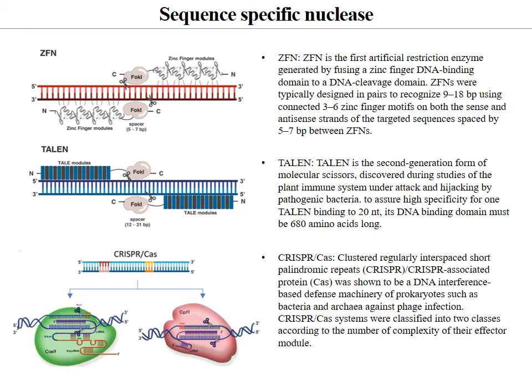But the CRISPR-Cas system consists of Cas protein and guide RNA. In this system, the guide RNA guides the protein to the target sequence. So we just synthesize the guide RNA only. This is cheaper and easier compared to protein engineering. That's why nowadays we are using the CRISPR-Cas system rather than the other two.